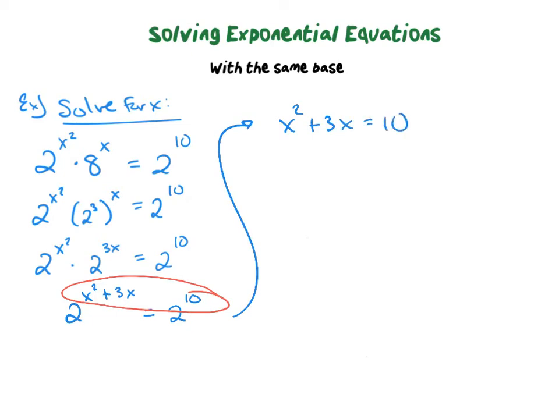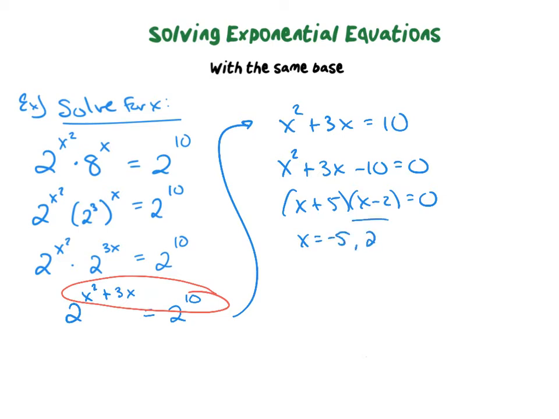Since we have an x squared, let's see if we can get 0 on one side and factor. If we can't factor, we'll just use the quadratic formula, but this looks great. X squared plus 3x minus 10 equals 0. Factors to x plus 5, x minus 2. So we have two solutions, -5 and +2.